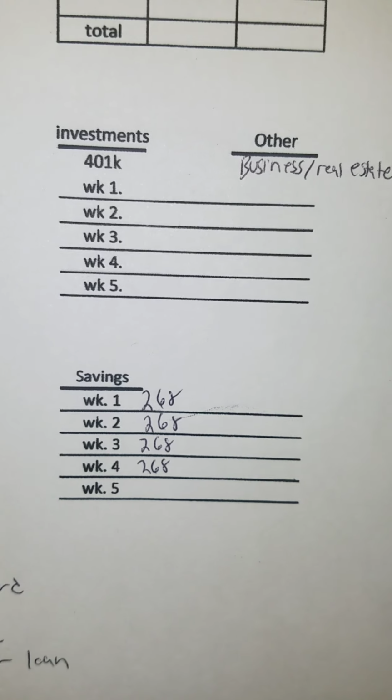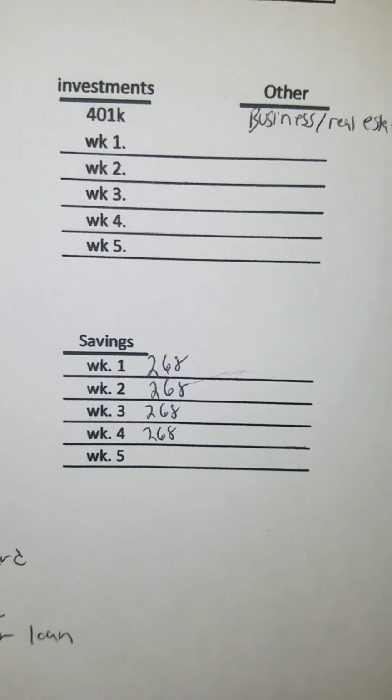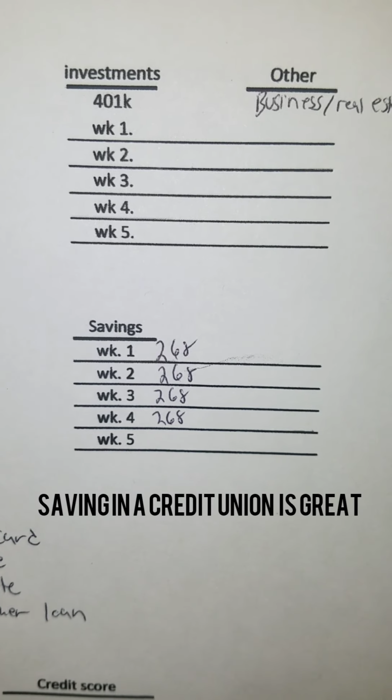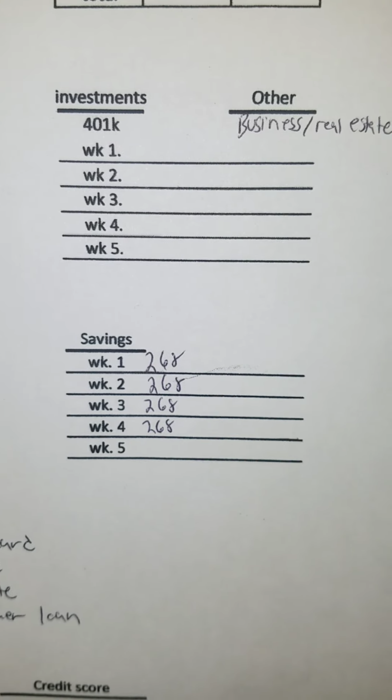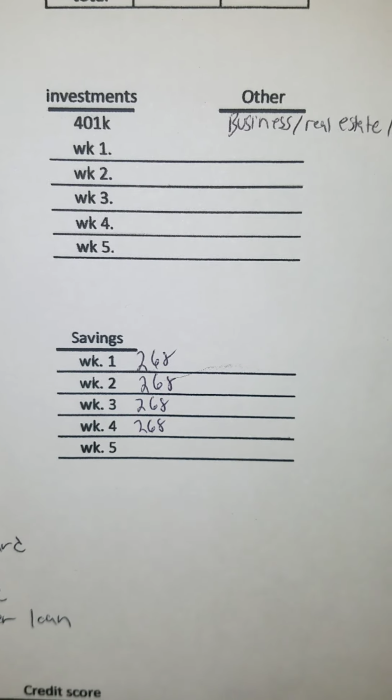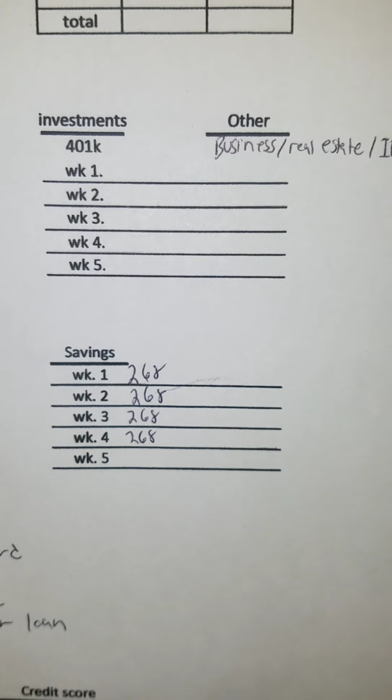So with savings, this one is broken down week to week as well. So on average, based off of this budget here, you'll be able to save $268 a week, which at the end of the month equals out to be $1,072.